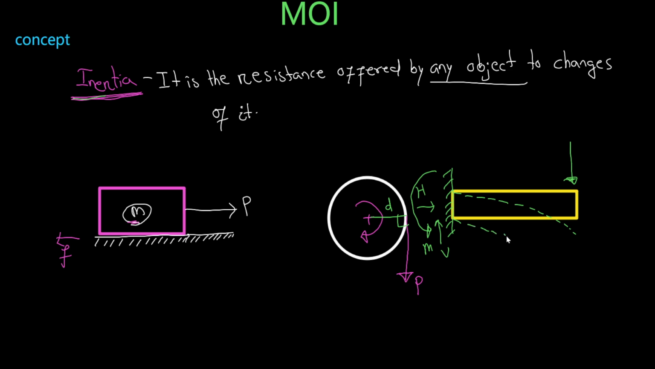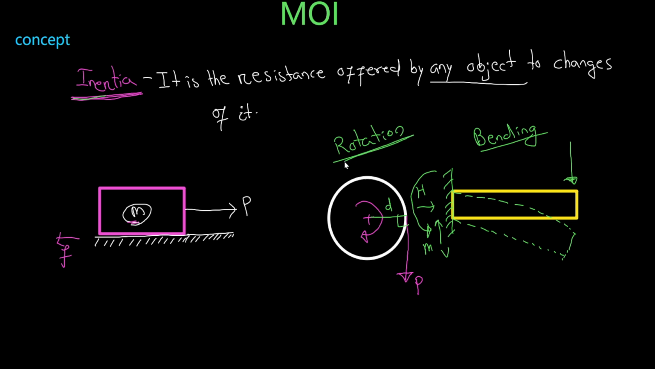If the object resists its bending, then we'll say the object has more inertia to the bending. That's a different inertia, the inertia with respect to bending. There are two types of moment of inertia, which I'll discuss. Here is the rotation.